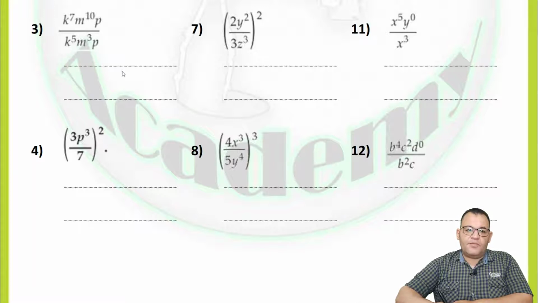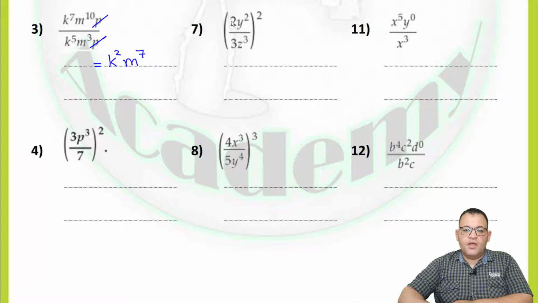k to the power 7 divided by k to the power 5 equals k to the power 2. We just subtract the powers. m to the power 10 divided by m to the power 3 equals m to the power 7. Cancel p with p. So the answer in the simplest form is k to the power 2, m to the power 7.